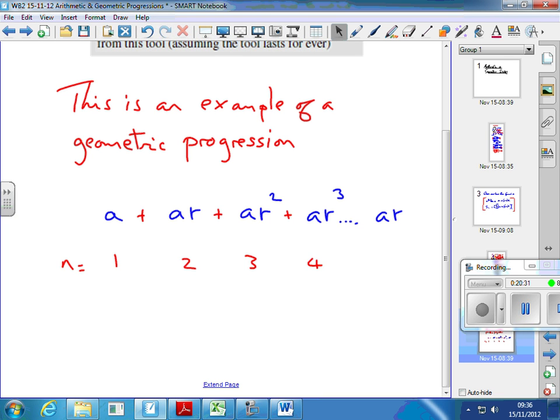And so can you see the pattern now? It's ar to the n minus 1, like it was before, if I want the nth term. Because we can see that when n is 2, we've got ar. When n is 3, then we're squaring it. When n is 4, we're cubing it. So the nth term must be ar to the n minus 1. And that's the nth term.